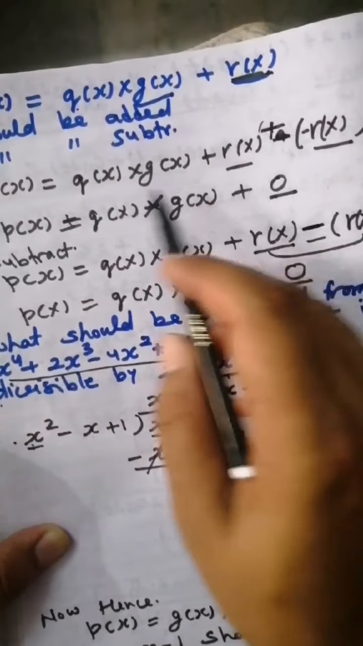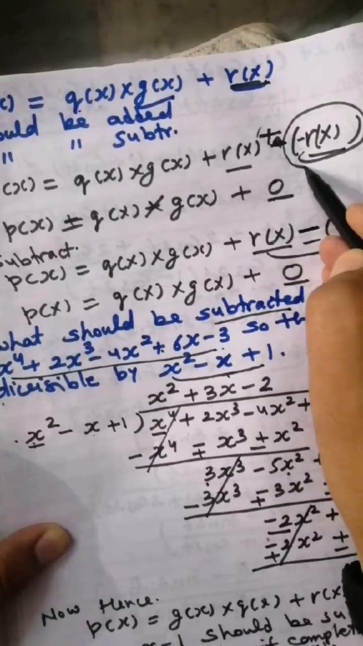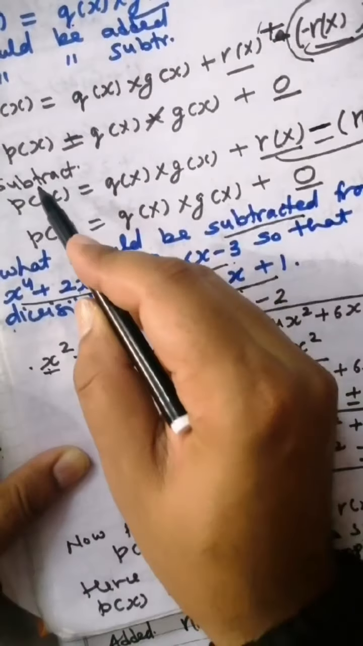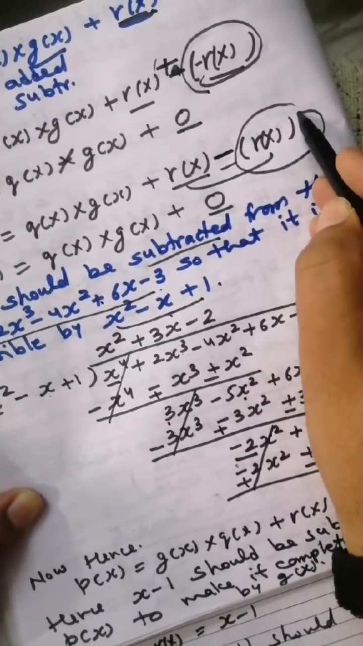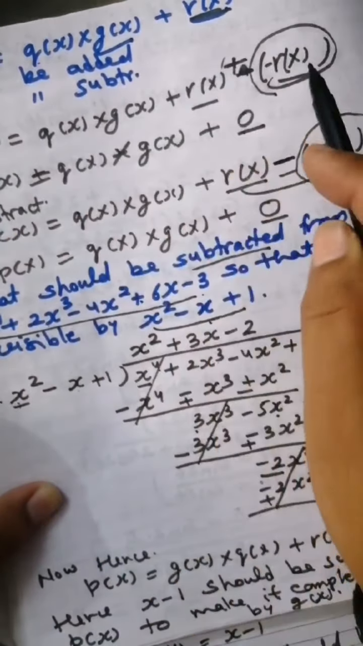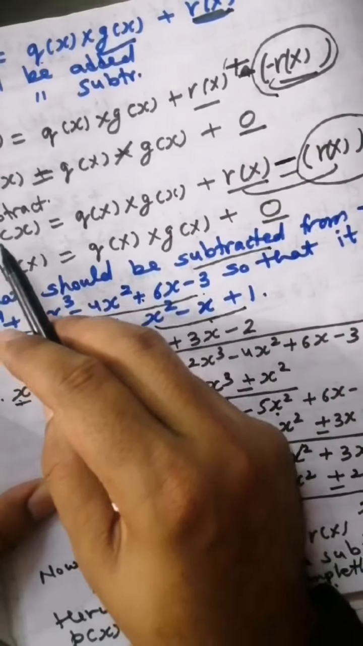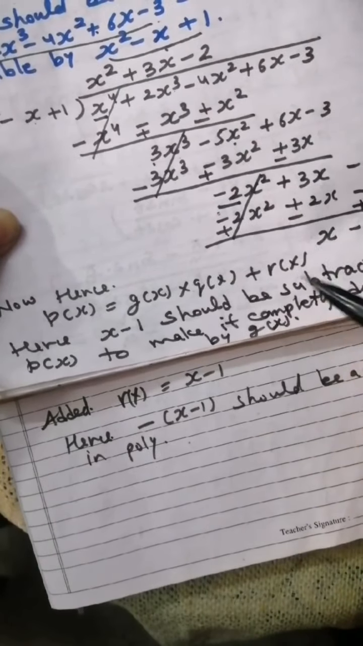So please remember one thing, whenever it is given what should be added, it will be negative of remainder. Whenever it is what should be subtracted, it will be same as remainder. So this thing should be learned: what should be added means negative of remainder, what should be subtracted means positive of remainder, it should be subtracted, and that is the most important part of this chapter.